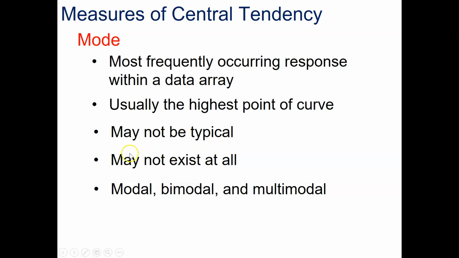Again, it may not exist at all. You may not have any data points that are the same. You could have multiple ones that are the same. So we could have something that's called bimodal, which means there are possibly two modes where both of those are occurring the most often.